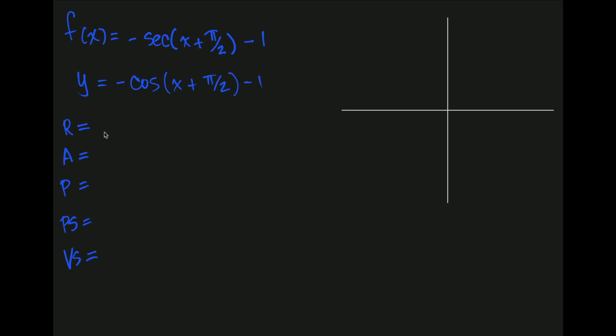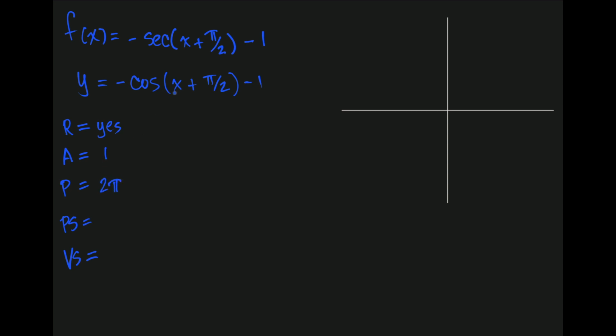We see a negative. So negative means that yes, there is a reflection. The amplitude is the absolute value of the leading coefficient, so that's 1. The period for a sine or a cosine is 2 pi unless there's a modified coefficient here. So period will be 2 pi.